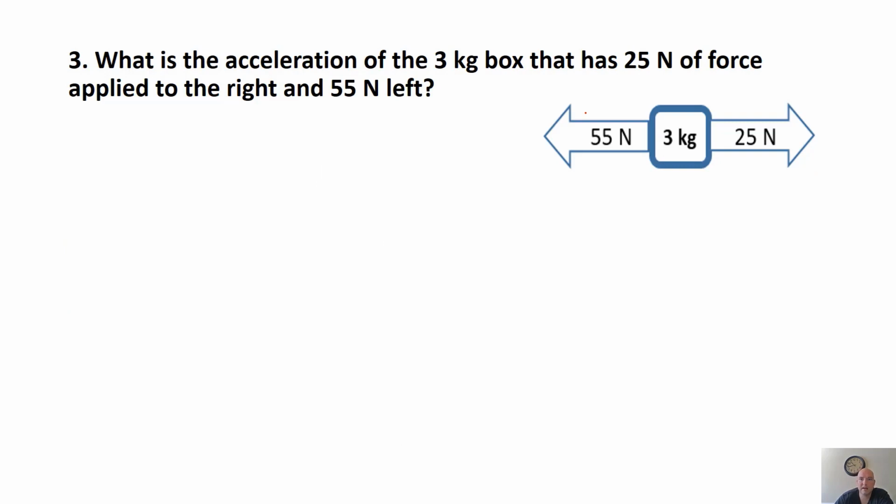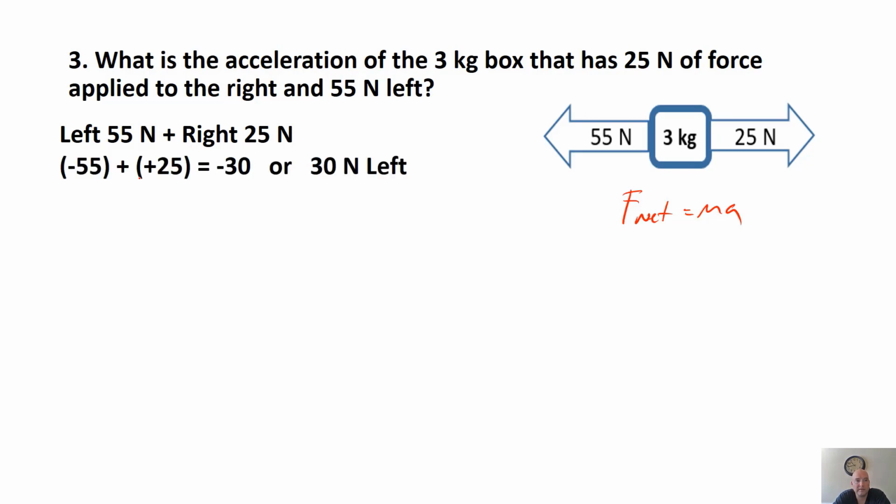Okay, and then here we're talking about net force. Once again, F net equals ma is the equation. Often you'll see me just put F equals ma, but you have to have the overall. When you have two forces, you're going to figure out the overall. So 55 newtons left and 25 newtons right. We can call the left negative and right positive, add those numbers together, and we get negative 30, or 30 newtons left. So our overall acceleration here is going to be to the left when we solve for everything. We're solving for acceleration.